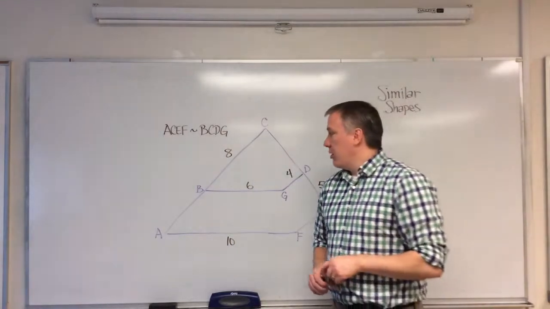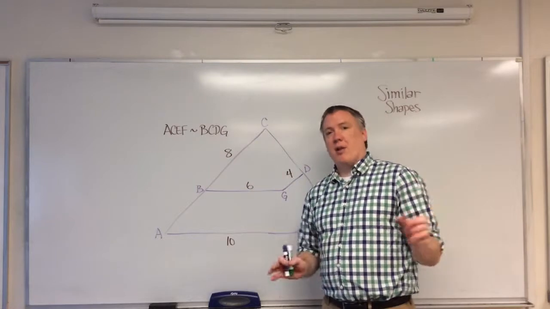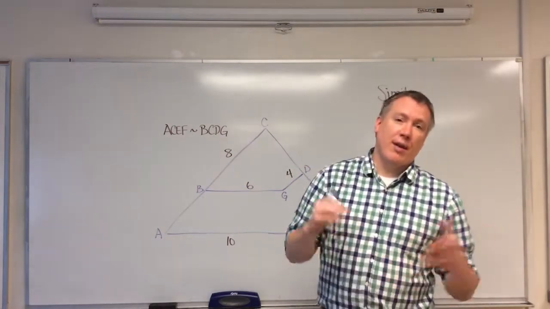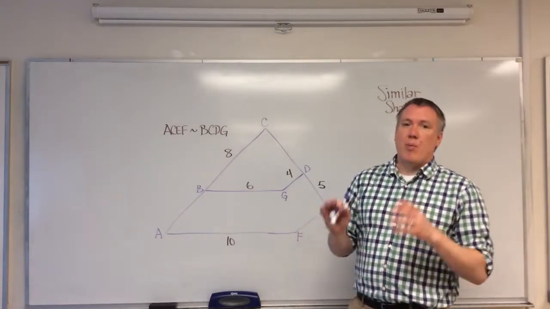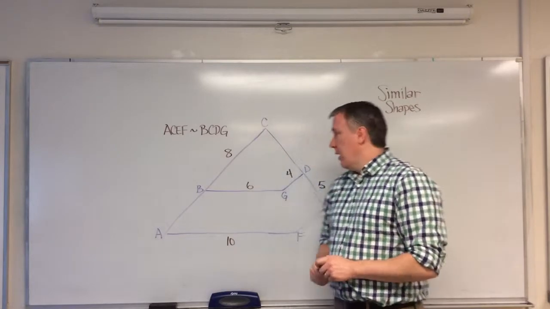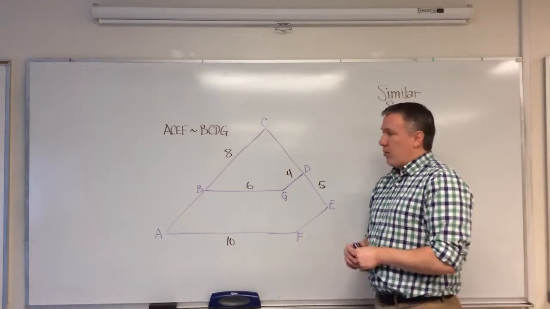Here's just a simple introduction to similar shapes. Now, if two shapes are similar, it means that they are sort of scale models of each other, and they will be in proportion. All of the corresponding sides will be in proportion, and all of the corresponding angles will be congruent.